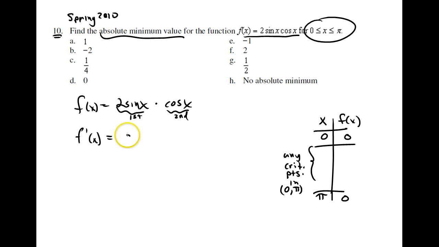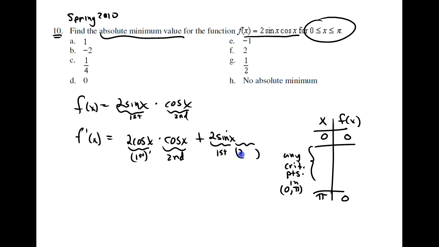Derivative of the first is 2 times the cosine of x. You multiply that by the second, cosine of x. Put a plus sign and reverse that. Leave the first alone and multiply by the derivative of the second. Derivative of cosine is negative sine. Sometimes I even like to write it as -1 times the sine of x, just to remind myself. In the end, we're looking at 2 cosine squared x minus sine squared x.